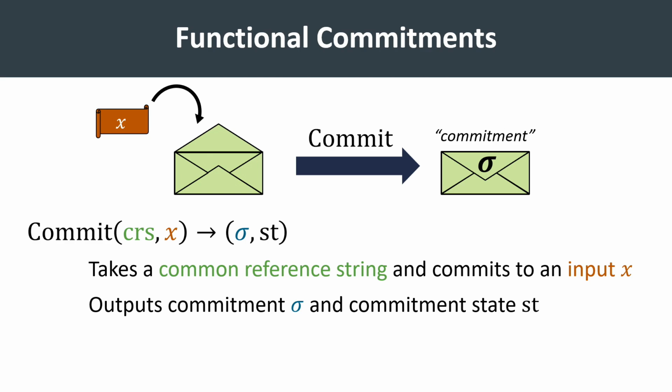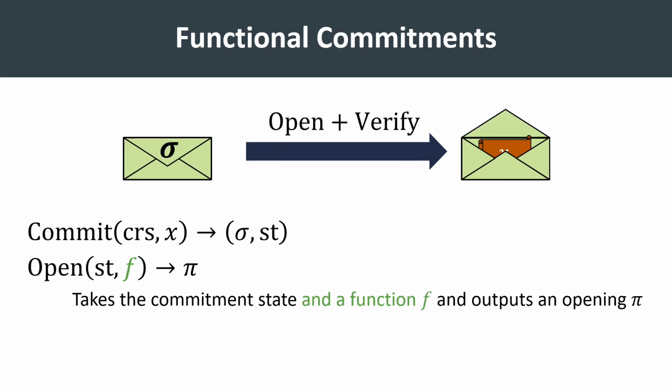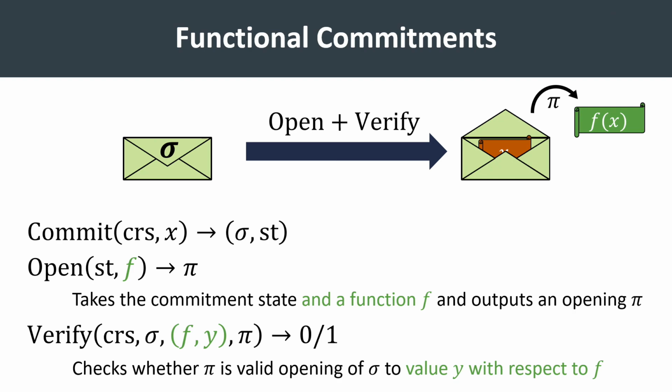More formally, a functional commitment scheme consists of a commitment algorithm, which takes as input a common reference string and the input x, and produces a commitment. Later on, there is an opening algorithm that takes in some commitment state and a description of some function f, and produces an opening to the commitment to the value f of x. And finally, there's a verification algorithm that takes as input the commitment, the function, the purported value, together with the opening, and decides whether to accept or reject the committed value.